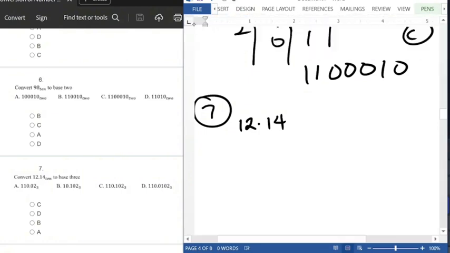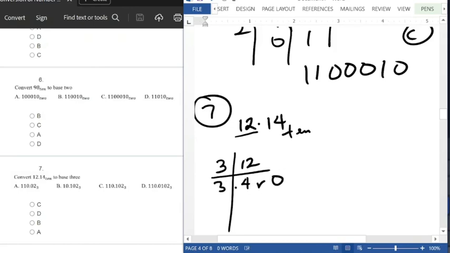So what we're going to do, this is question 7. This is in base 10. We want to convert it to base 3, right? So first of all, we convert the whole part to base 3. So we use 3 to divide it. That means we're going to have 12, then 3. 3 into 12 is 4, remainder 0. 3 into 4 is 1, remainder 1. 3 into 1 is 0, remainder 1. So we have 1, 1, 0.